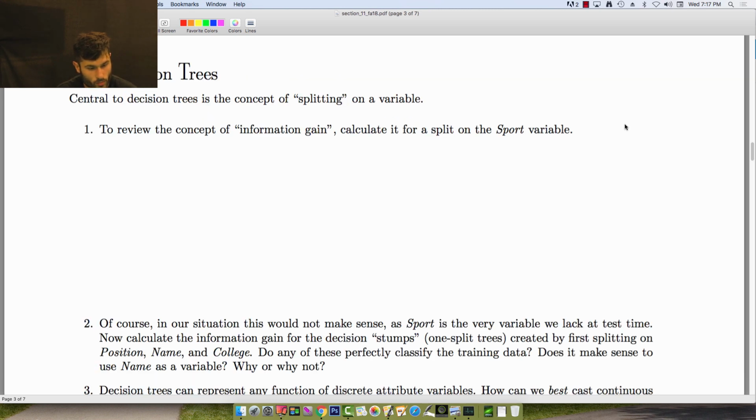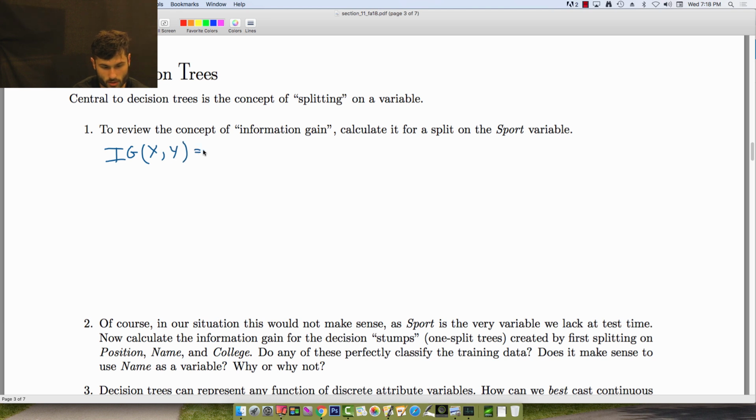So in this second part of the problem, we'll start dealing with decision trees. And the first question is about information gain. Since the variable that we're interested in knowing is sport, we can compute the information gain with respect to sport after we do the split on this variable. Information gain we will denote as IG of random variable x given a split on a random variable y.